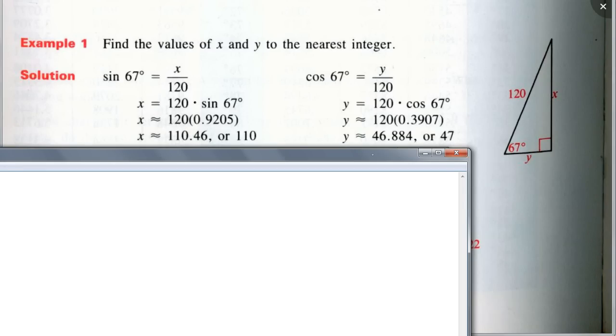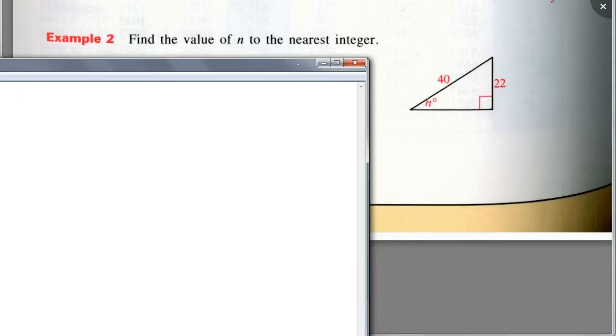Okay. Let's take a look at example 2. It says find the value of n. So whenever they ask you for the angle measure like this, what do we need to use? When they ask for the angle measure, you know how on the table you have to look backwards? You need to use the inverse. We had inverse for tangent. Do you think we have one for sine and cosine? It's just looking at it backwards. Think about it that way.